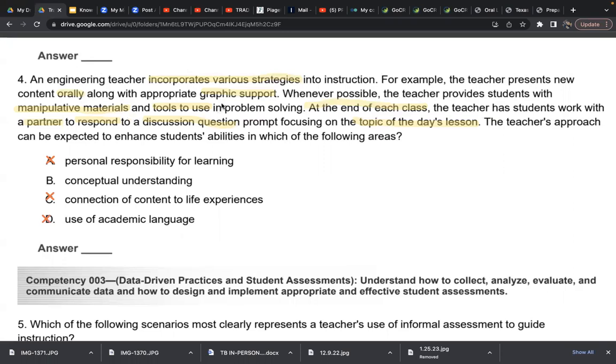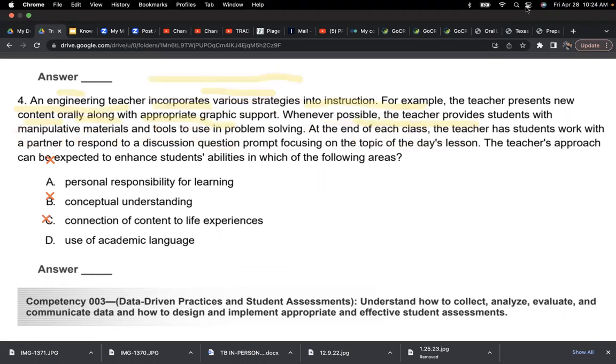That's why she does it orally, with graphics, with manipulatives. That's why, at the end of class, she does this, where they get to partner. It is to enhance the students' conceptual understanding, the understanding of the concept that is the focal point of the lesson. Good job, guys. That one was hard.